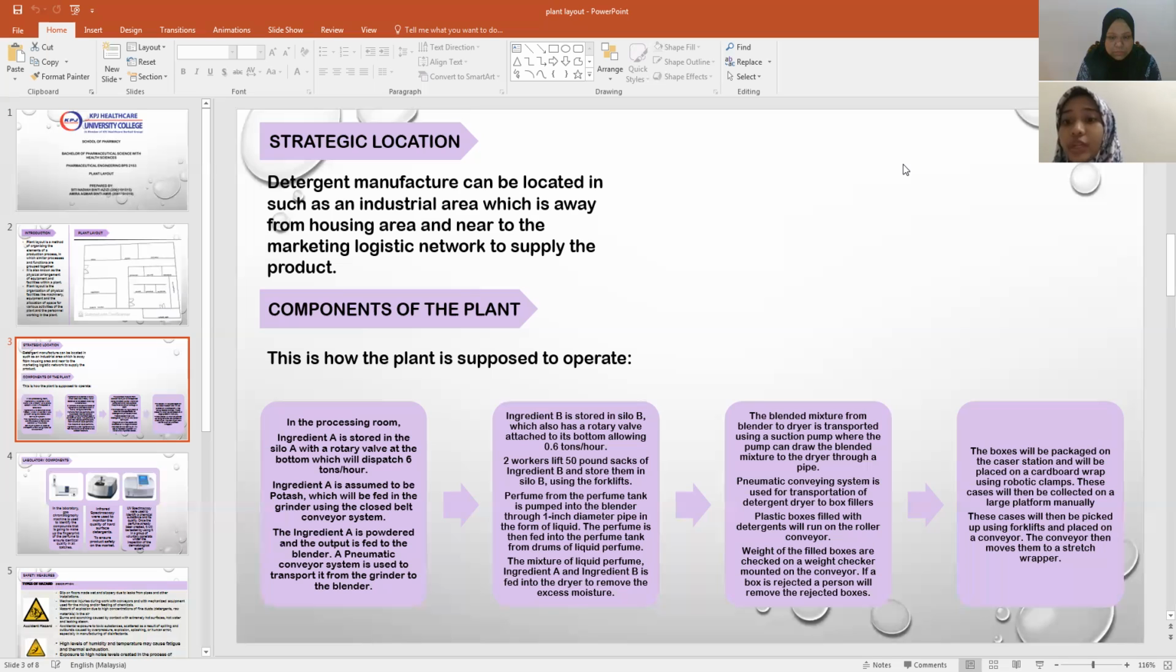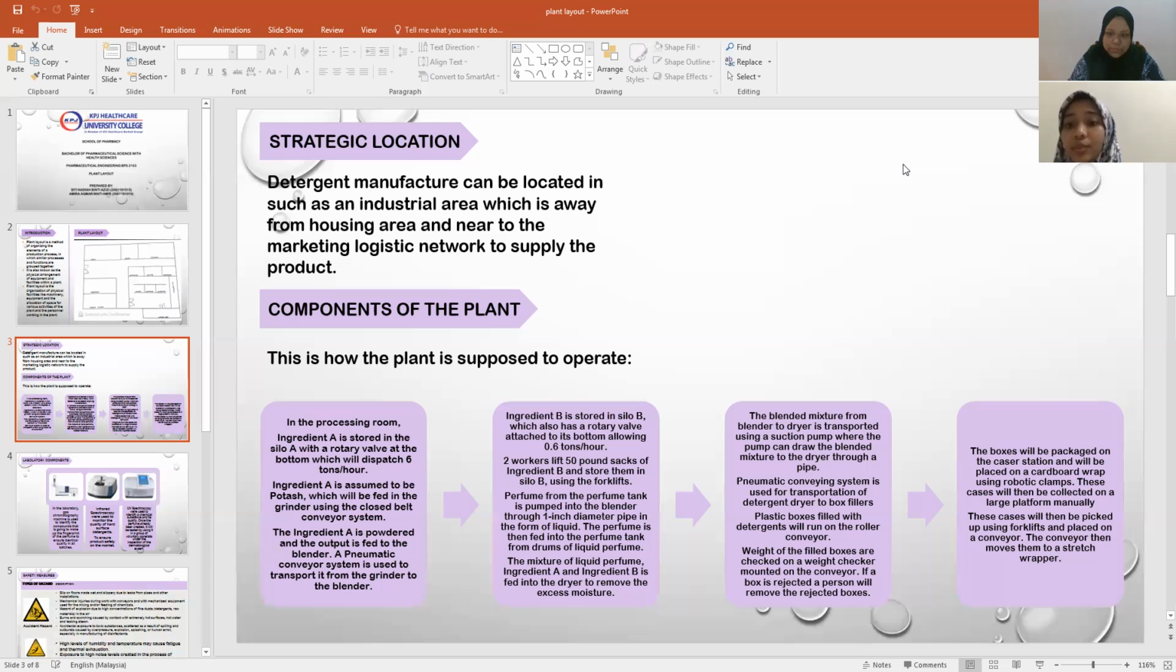The mixture of liquid perfume, ingredient A and ingredient B, is fed into the dryer to remove the excess moisture. The blended mixture from blender to dryer is transported using a suction pump where the pump can draw the blended mixture to the dryer through a pipe. A pneumatic conveying system is used for transportation of detergent from dryer to box fillers.